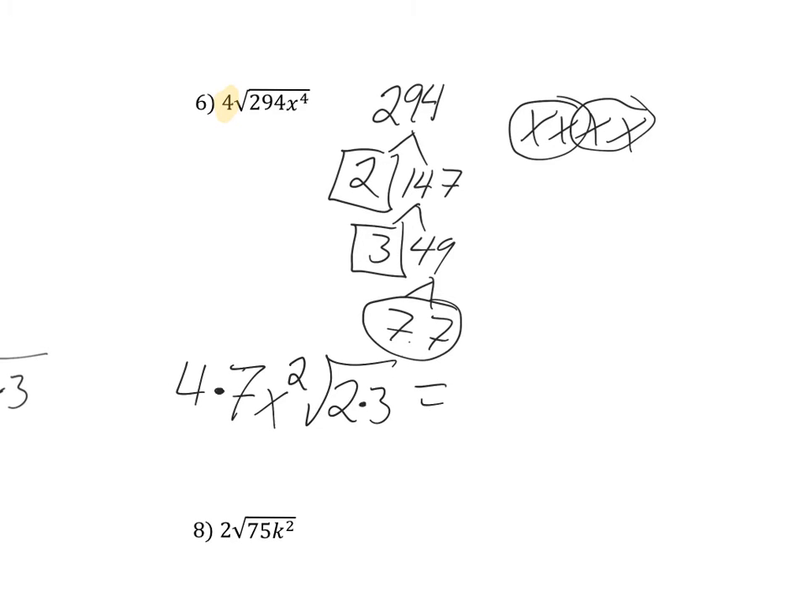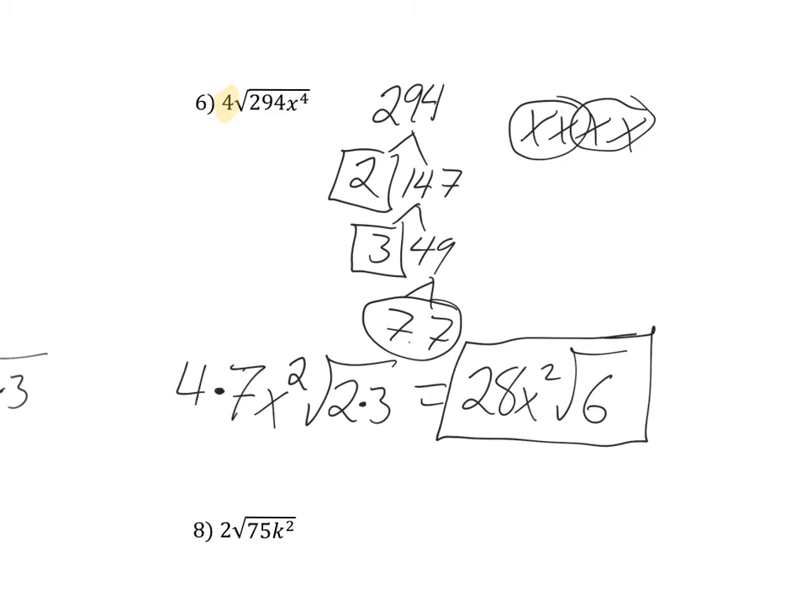So let's go ahead and multiply that out. So 4 times 7 is 28. X squared radical 2 times 3 is 6. So that is our final answer.